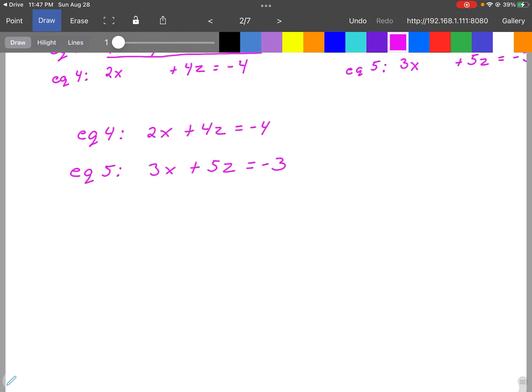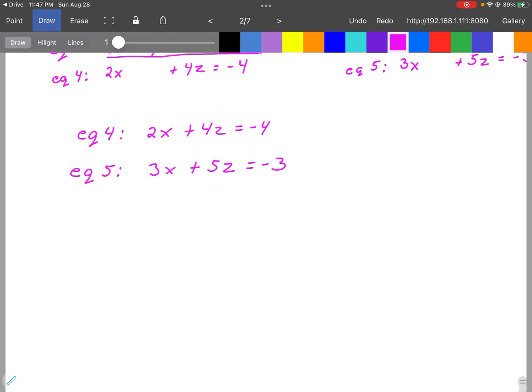Okay, so now with these 2 new equations, we want to do elimination, just like we did back in section 3.2. So that means I need to cancel either my x's or my z's. Now, neither one of these is going to cancel the way it is, because we've got a 2 and a 3. Remember, to get them to cancel, we have to have the same number, but opposite signs. And then for the z's, we have a 4 and a 5. Those aren't going to cancel either.